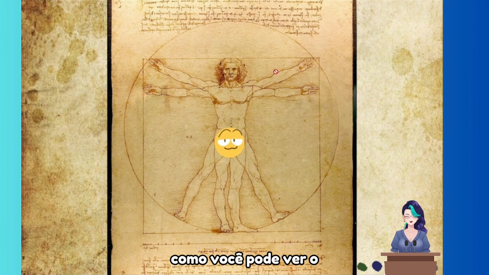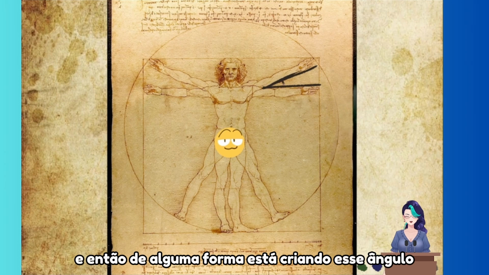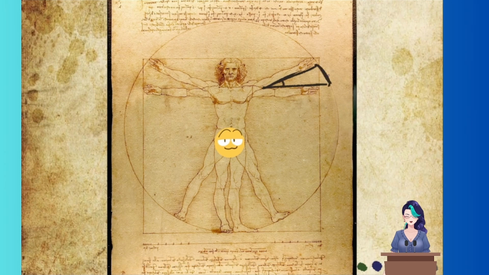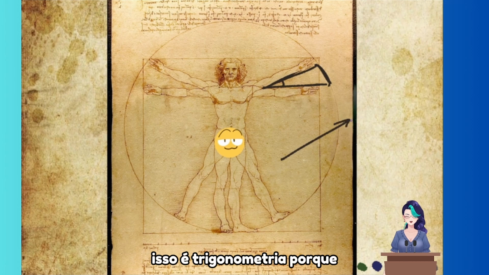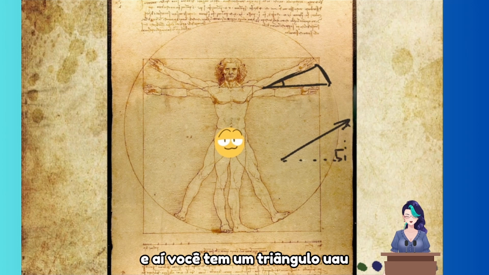You can see the triangle part of his arm right here. And then it's somehow creating this angle that maybe has something to do with the circle. But really, anytime you have anything that goes in a diagonal direction at all, that is trigonometry, because of being able to break this vector down into its vertical and horizontal components, and there you have a triangle.